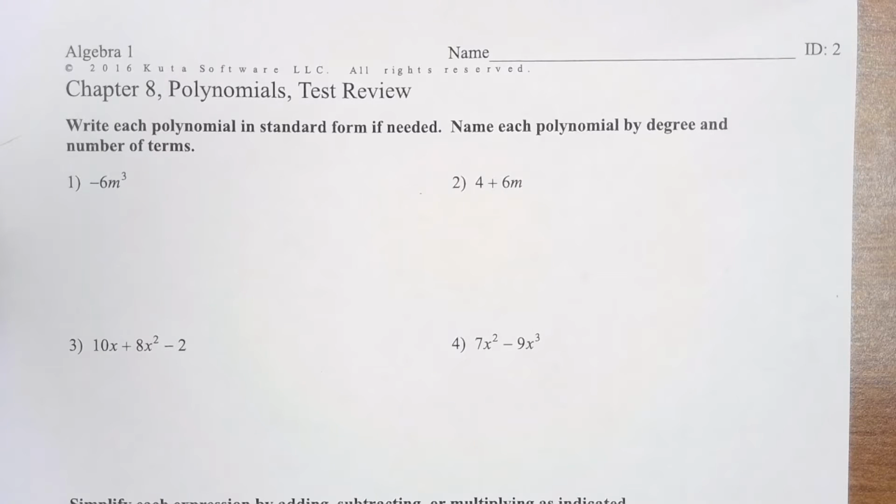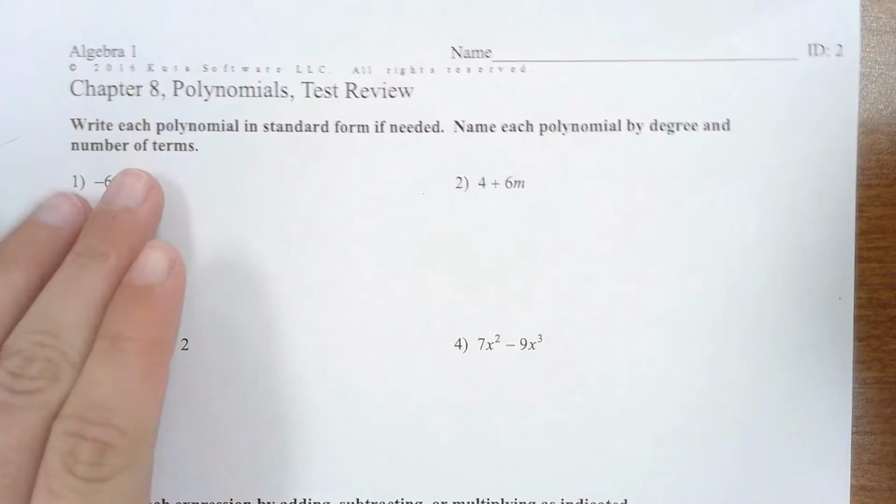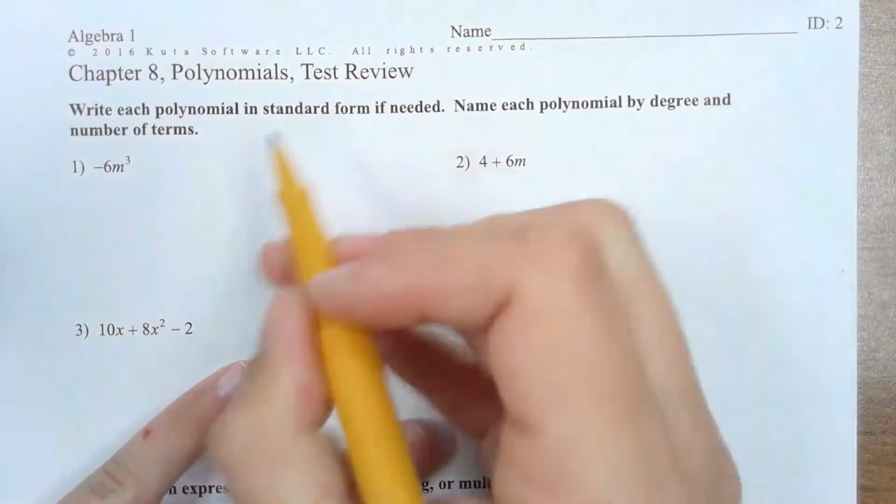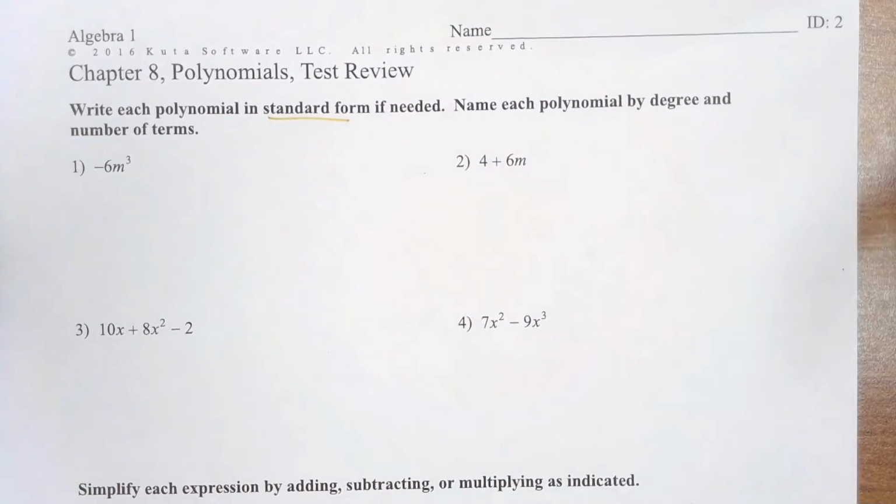First part says, write each polynomial in standard form if needed. Name each polynomial by degree and number of terms. Remember, guys, standard form means you are writing the terms based off of the highest exponent first. You're putting the exponents that their variables are attached with in descending order.